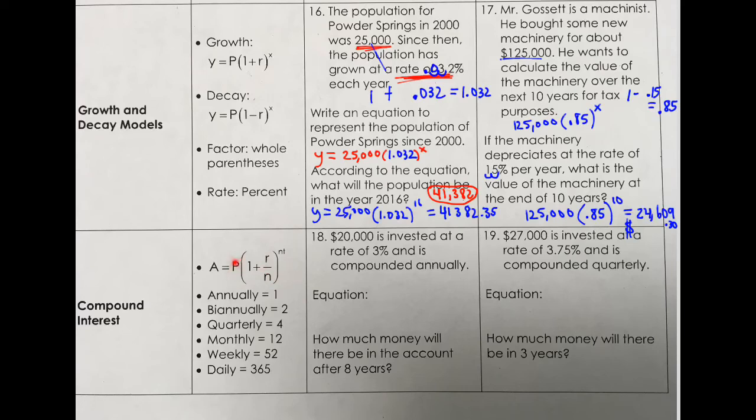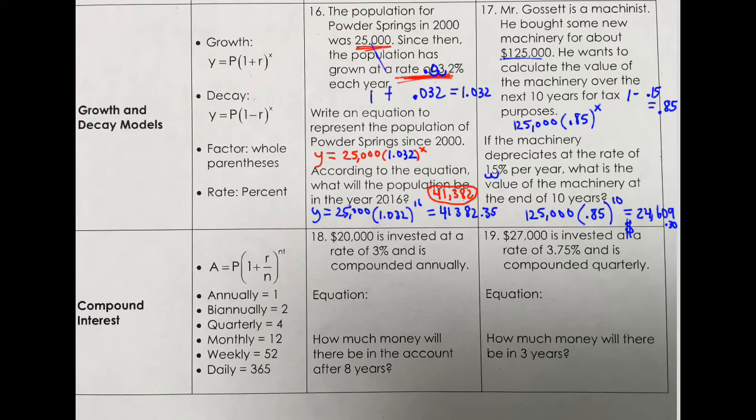Well, we know P is still the initial amount. We still have basically everything the same. The only thing that we're adding into the formula is N, and that's according to how often it's compounded. In this case, it's saying annually. If you use your scale over here, annually is 1, biannually is 2, quarterly 4, monthly, and so on. So that's telling us exactly what we're going to put in for N. And then your time is still just based on your time. So in this one, it's saying 8 years. So let's go ahead and write out our equation.